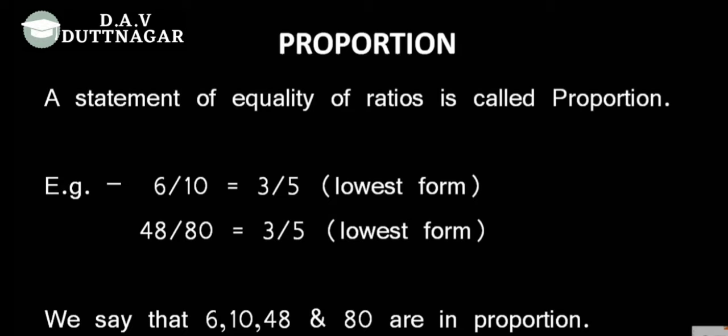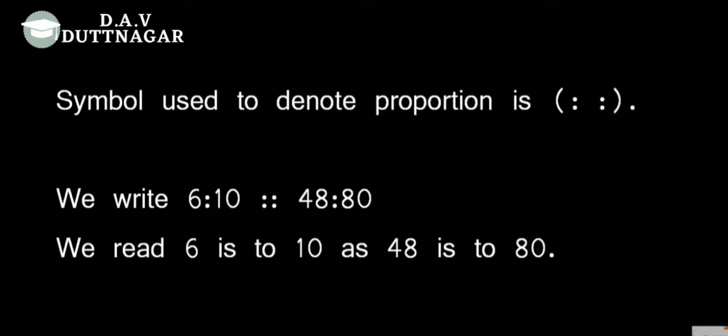Next, proportion. When the two ratios become equal, or we can say a statement of equality of ratios, is called proportion. When two ratios like 6 upon 10 in its lowest form is 3 upon 5 and 48 upon 80 in its lowest form it is 3 upon 5, then we can say that 6, 10, 48 and 80 are in proportion. The symbol used to denote proportion is double colon.